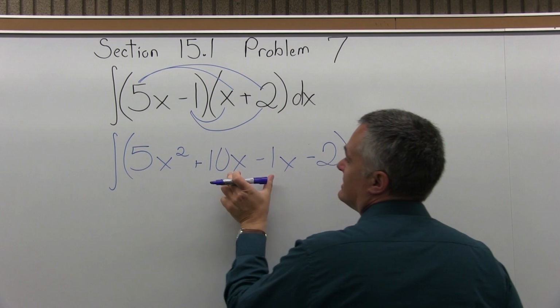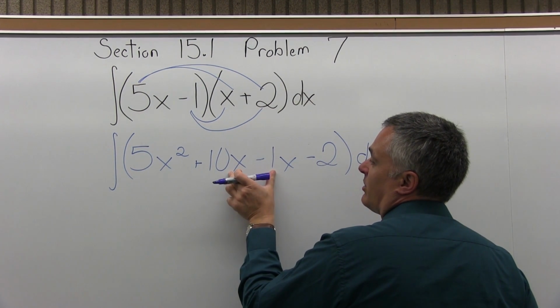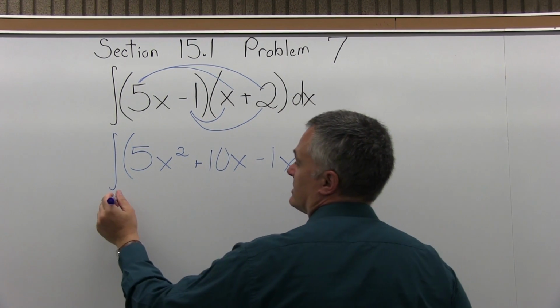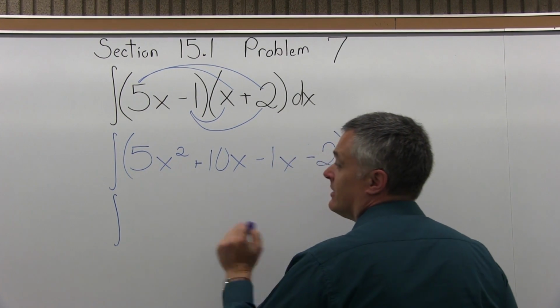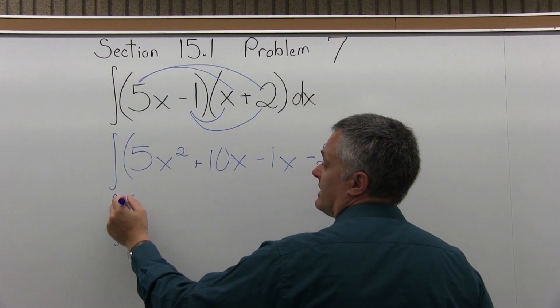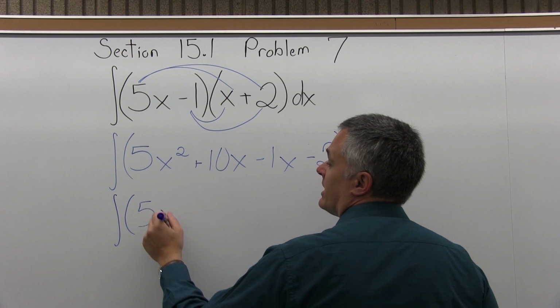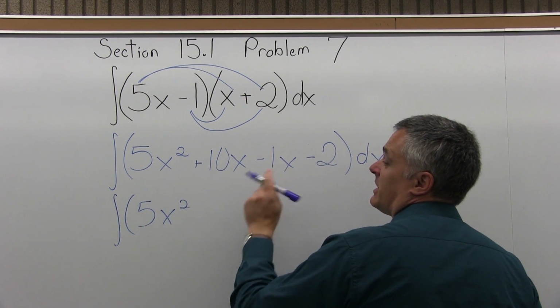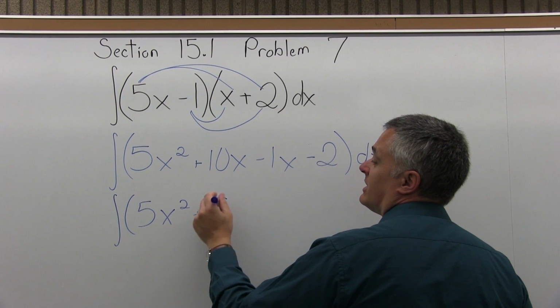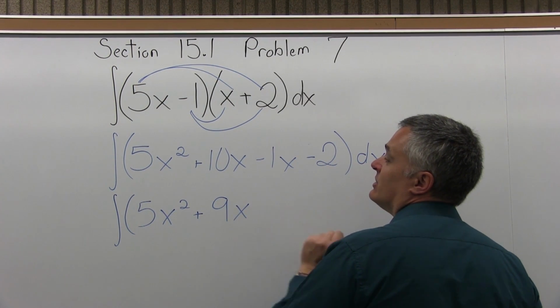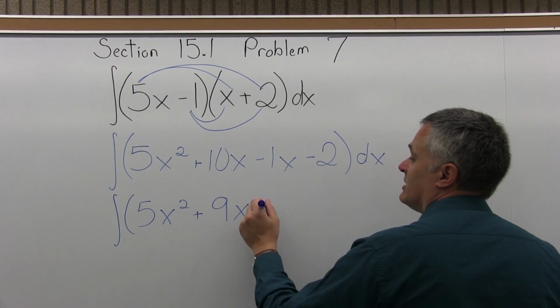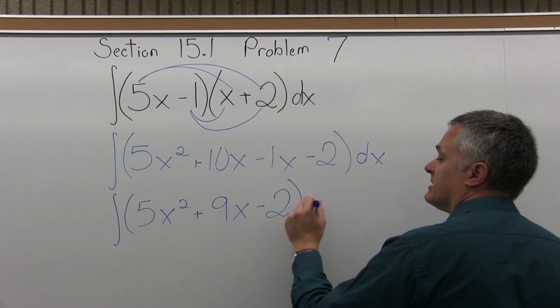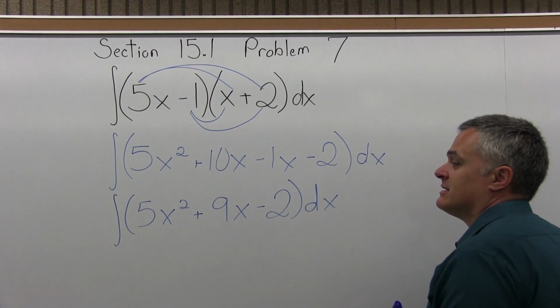And now I can simplify my like terms a little bit here, the positive 10x and the minus 1x. So I'm going to write the integral again. I still haven't found the answer yet. So I'll have 5x squared. That doesn't combine with any other x squares. But 10x to the first minus 1x to the first, that's going to be plus 9x to the first. And then minus 2, close up the parentheses, dx.